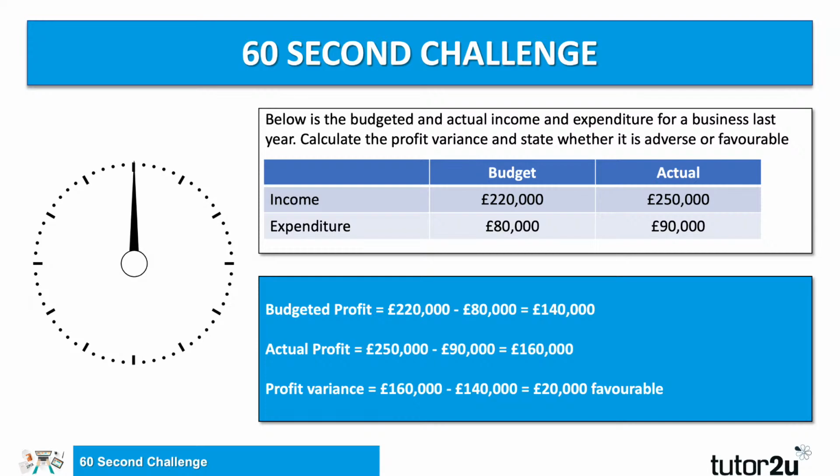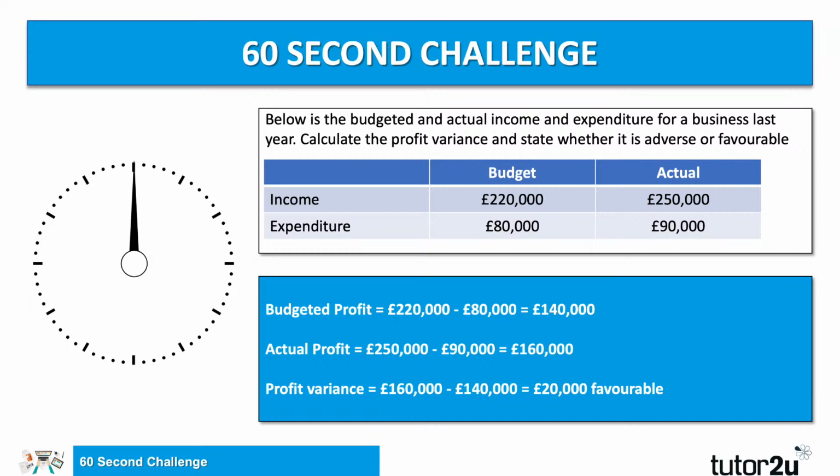So the answer was actually £20,000 favourable. To work it out, you firstly work out the budgeted profit. The budgeted profit was 140,000. That's 220,000 minus the 80,000. The actual profit was 160,000. That's 250,000 minus the 90,000. Remember to calculate the variance, it is the difference between the actual and the budget. So the actual was 160,000, the budget was 140,000, so the profit was £20,000 favourable as it was 20,000 better than expected. Well done, everyone, for having a go at that.